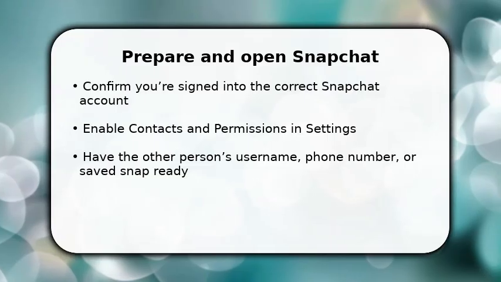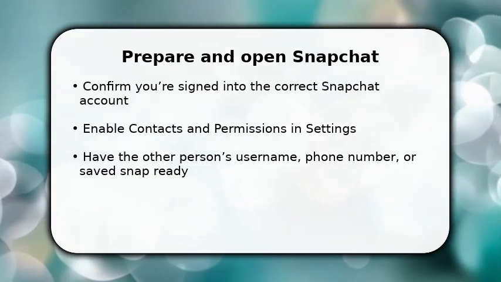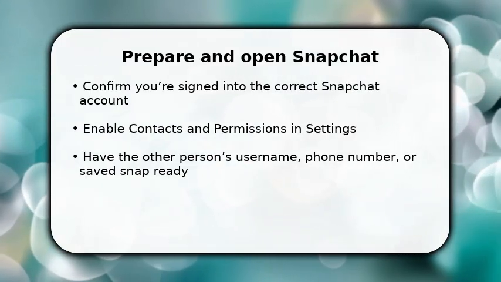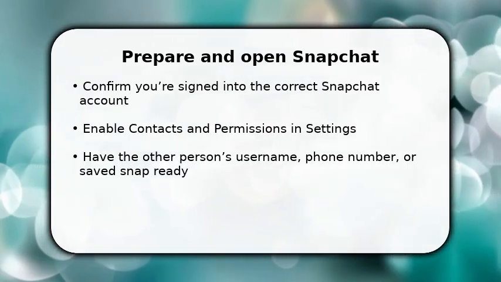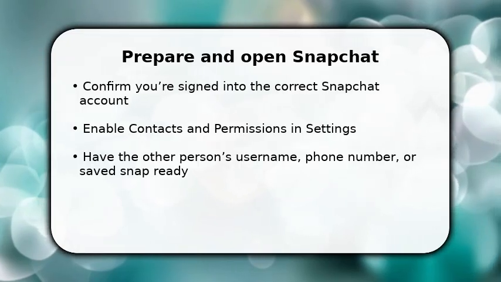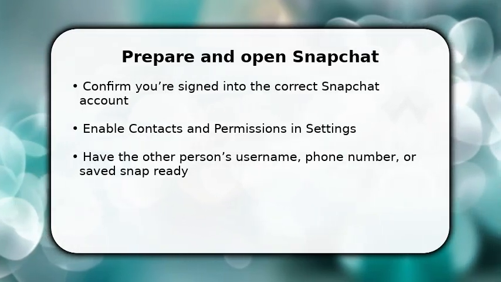You'll start by opening Snapchat and confirming you're logged into the account you normally use. Once done, go to Settings and make sure Contacts, Camera, and Notifications permissions are enabled. These let the app show friend suggestions and recover contacts.